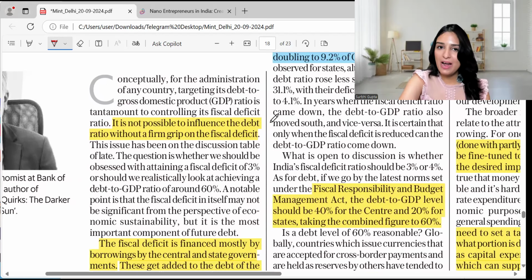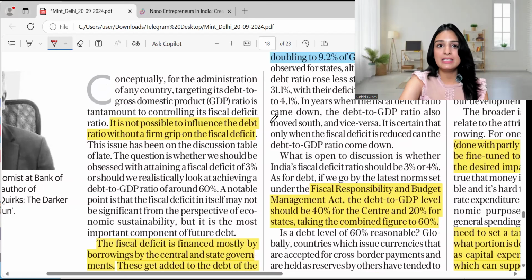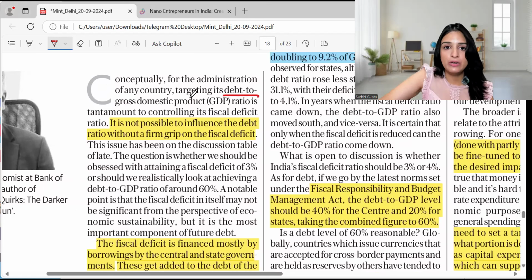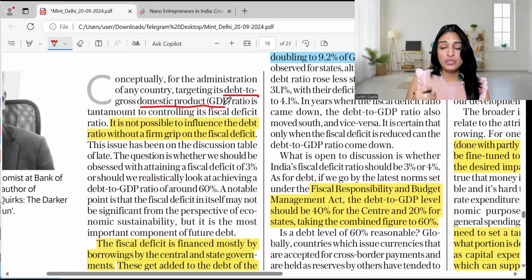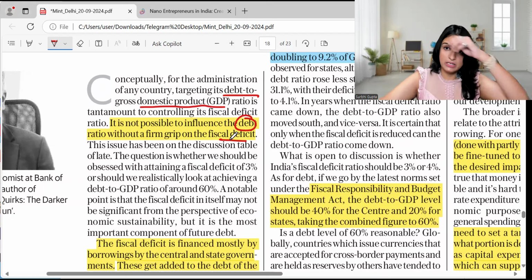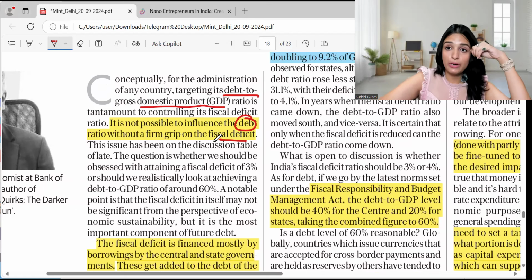Conceptually, for administration of any country, targeting its debt to GDP ratio, meaning how much GDP the country has compared to how much debt and borrowing it has, is tantamount to controlling its fiscal deficit. It is not possible to influence the debt ratio without a firm grip on fiscal deficit. If you don't control fiscal deficit, it is difficult to control your debt. Why? Because if fiscal deficit is huge, then you will have to finance that deficit through borrowing, which means debt. So that's the issue.